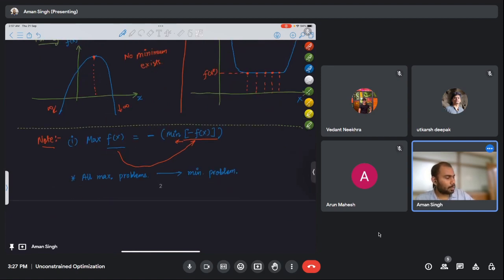Okay. That is the thing. But the question is, can all minimization problems be converted to maximization problems? Is this possible? This is something to think about, and I'll let you think about it, and maybe we can discuss this in the next class. So can I write all the minimization problems as maximization problems?